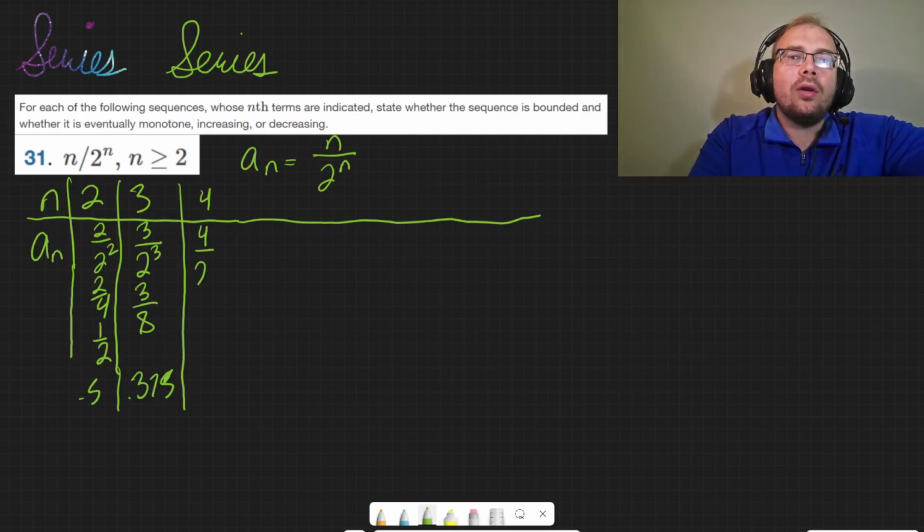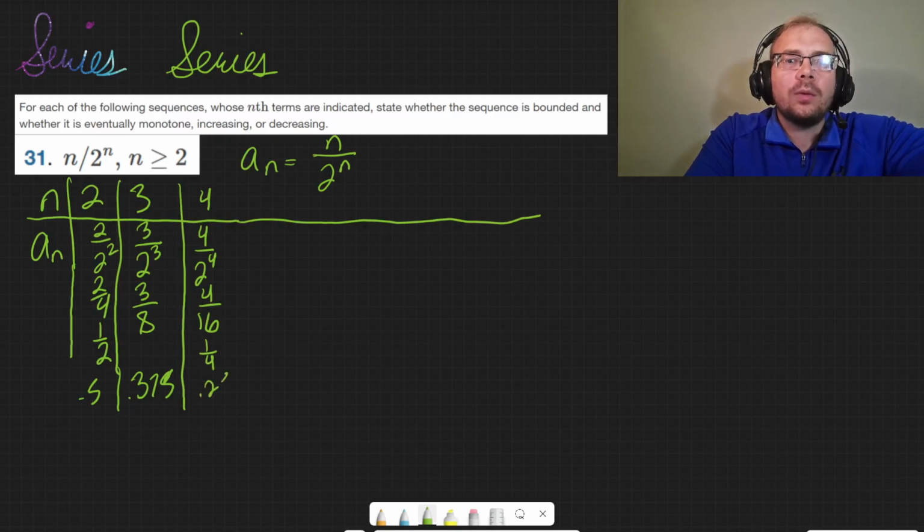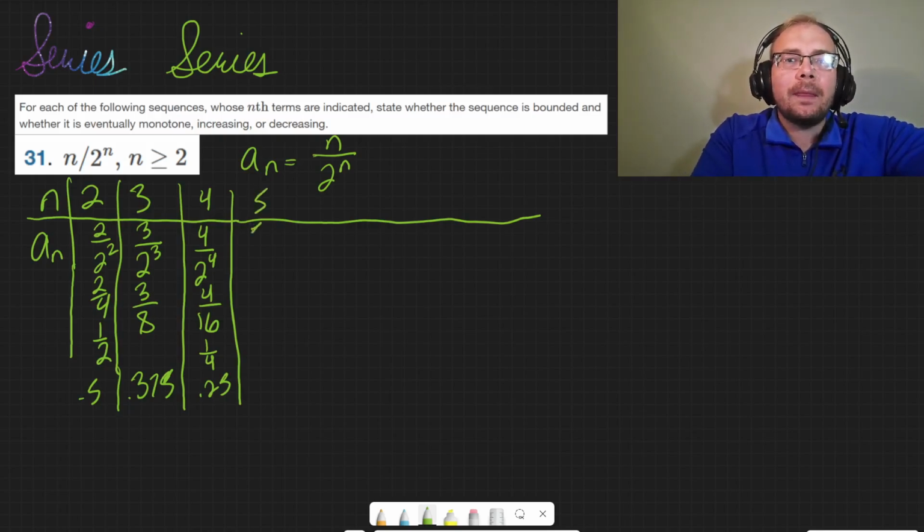4 over 2 to the fourth power. Well, 2 to the fourth power would be 2 squared squared. 2 squared is 4. 4 squared is 16. That's 4 over 16, which is 1/4, which is 0.25. So it does seem like it's going down. So far, it has been going down. It's been monotone decreasing so far, and I don't see how it would stop with this pattern. There doesn't seem to be any point at which this pattern shouldn't keep going.